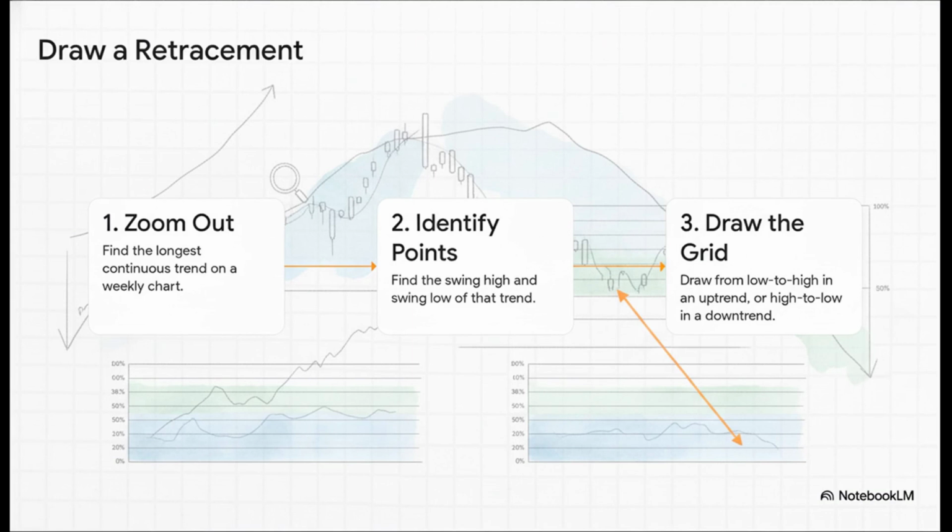First thing you do? Zoom out. You've got to see the bigger picture, the main trend. Then you find your 2 key points, the swing low and the swing high. All that means is finding the absolute low and the absolute top of a big price move. And finally, you just connect the dots. If the trend is up, you draw from that low point to the high point. If the trend is down, you do the exact opposite. And boom, just like that, you've mapped out those potential reversal zones right there on your chart.